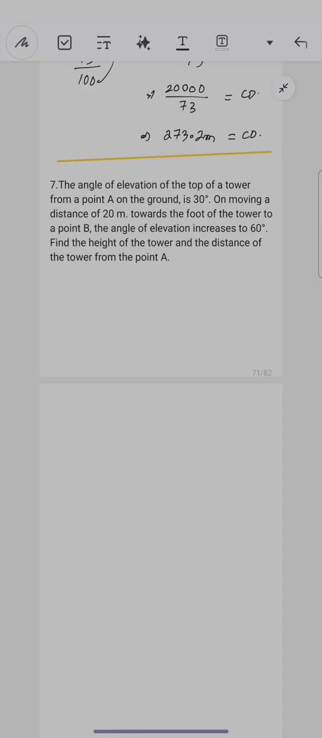Equation number 7. The angle of elevation of the top of a tower from point A on the ground is 30 meters.